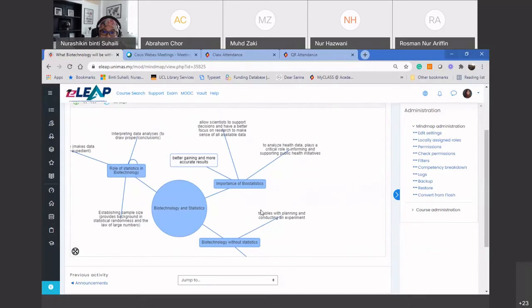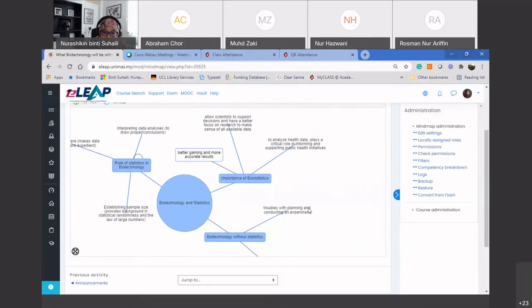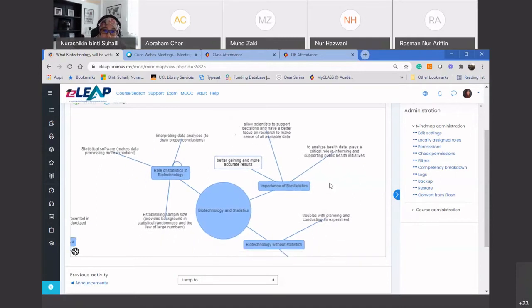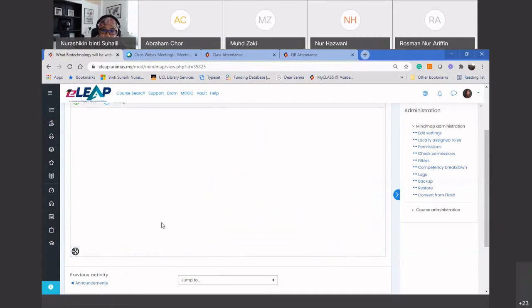Importance, analyze, okay. Without troubles with planning, yes. Support decision, yeah, it will support your decision. Yeah, that's why here in statistics we will study about hypothesis, developing hypothesis, and we do certain sort of analysis, and then we relate back to the hypothesis, which hypothesis we have to accept. Okay. Interpret data analysis, draw conclusions. Yes. What else? Did I miss anything?